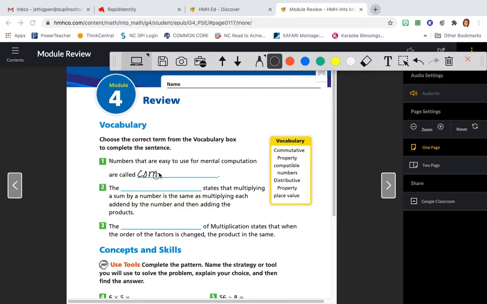Compatible numbers. Number two, the blank states that multiplying the sum by a number is the same as multiplying each addend by the number and then adding the property. So which property are we talking about here? And that's the distributive property.